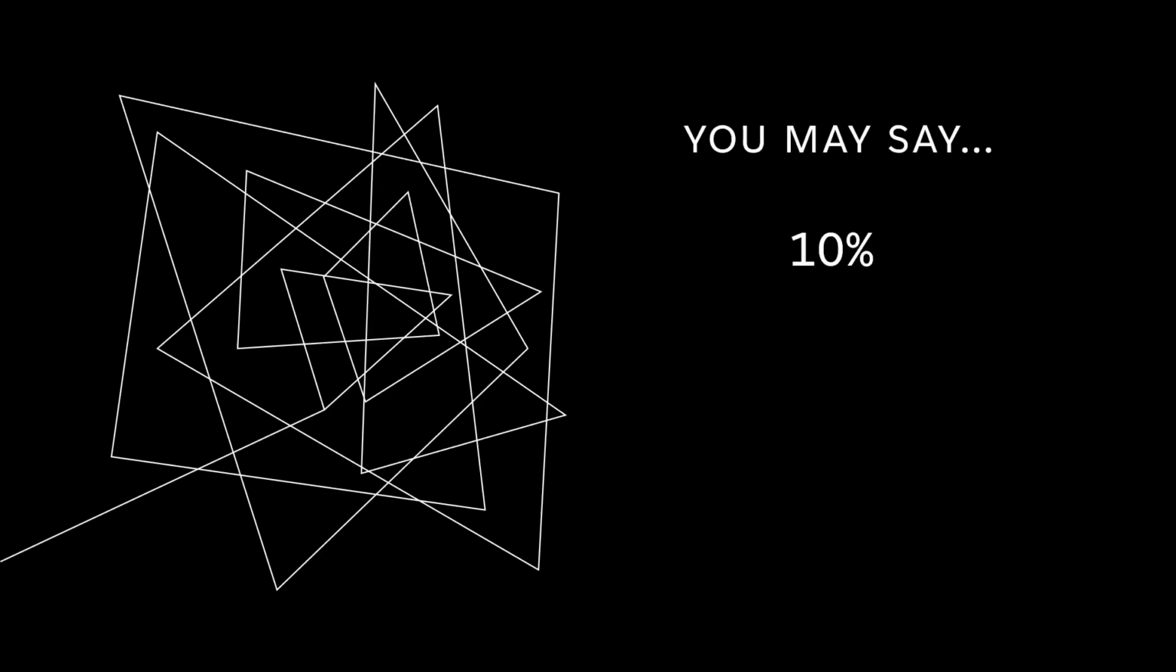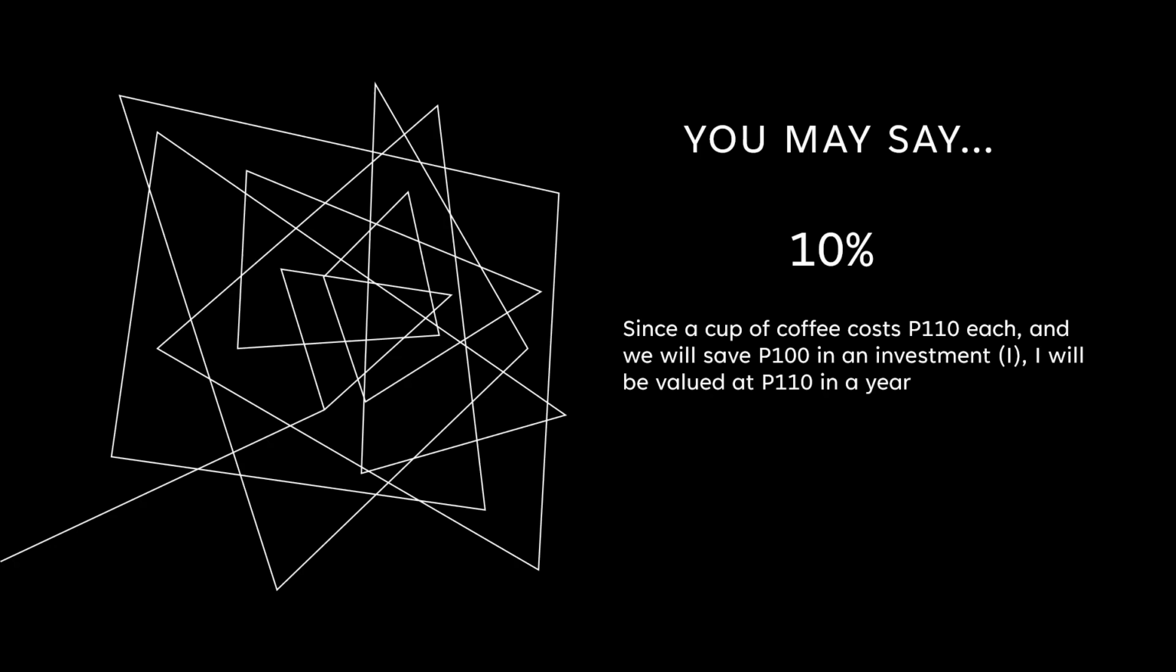You may say 10%. That is, the investment should earn 10%. Since a cup of coffee costs 110 pesos each, and we will save 100 pesos in an investment I, it will be valued at 110 pesos in a year. That is, I is equal to 100 times 1 plus 10%. It should arrive at 110. And hence, the investment should earn 10%.